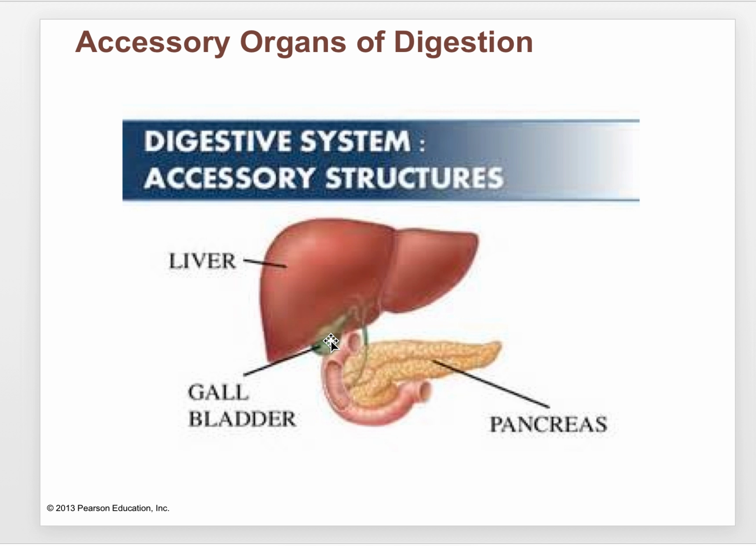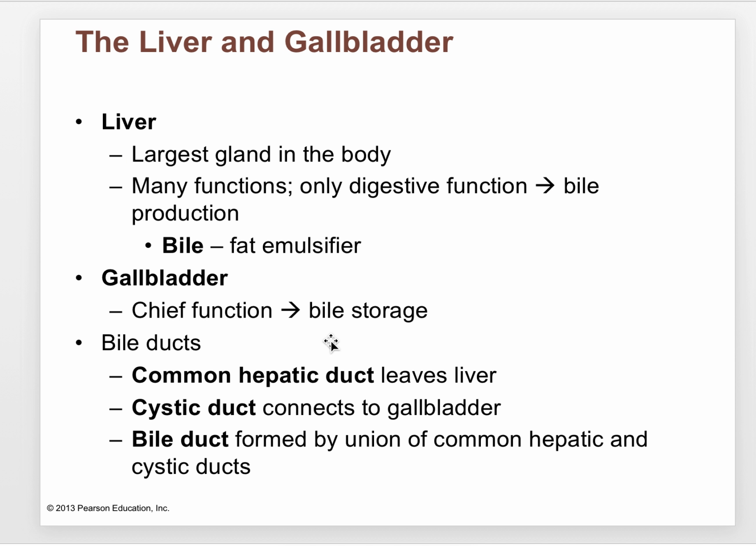And we'll move into some accessory organs of digestion, mainly the liver, the gallbladder, the pancreas. The liver is the largest gland in the body. It has many functions. It's a filter. It metabolizes different medications and substances in the body. But it does have a digestive function. Its only digestive function is the production of bile. Bile is a fat emulsifier. What bile does, it takes large globs of fat and it breaks them into smaller units and allows them to flow through the GI tract and to be absorbed.